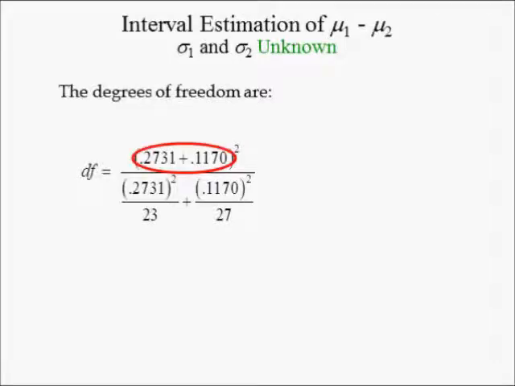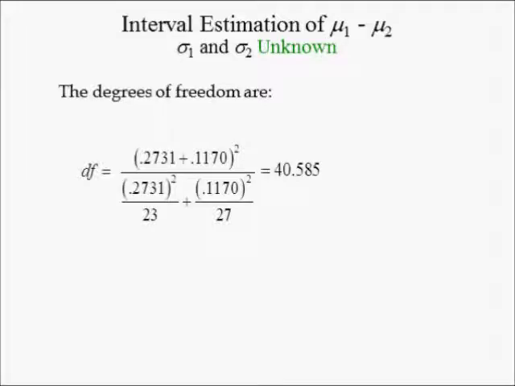The sum in the red oval is the variance of the difference in means. The square root of this is the standard error of the difference in means, which will be the denominator of the t-stat in the next hypothesis test example.